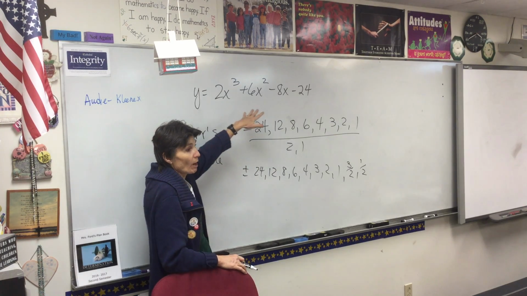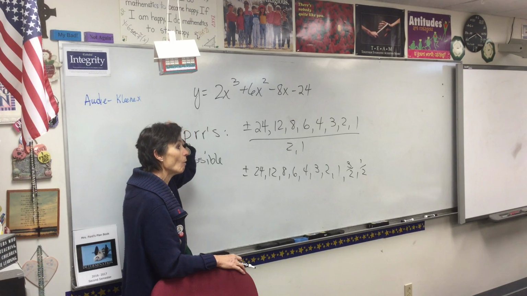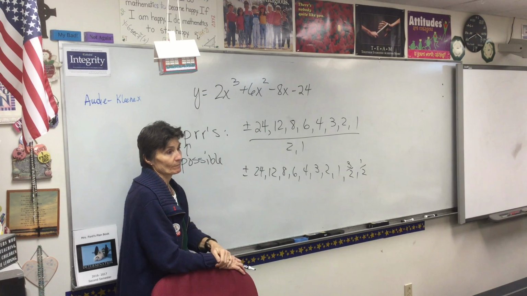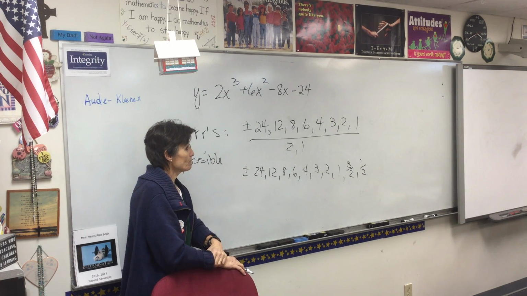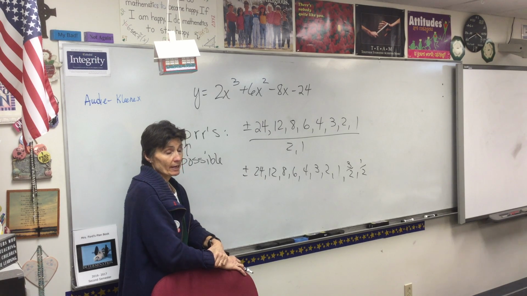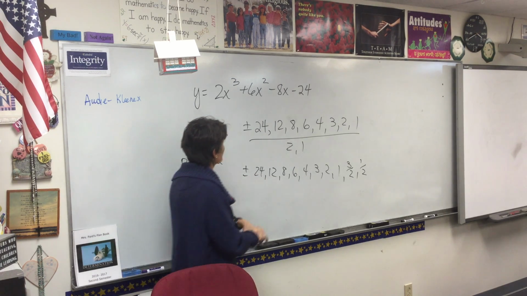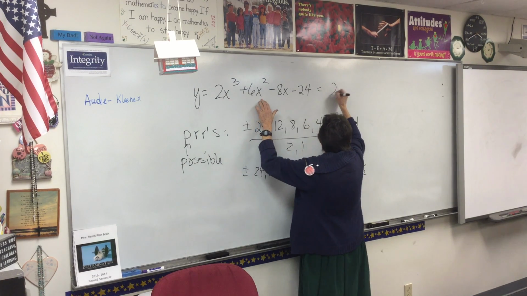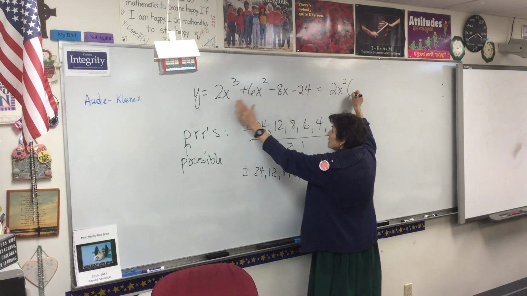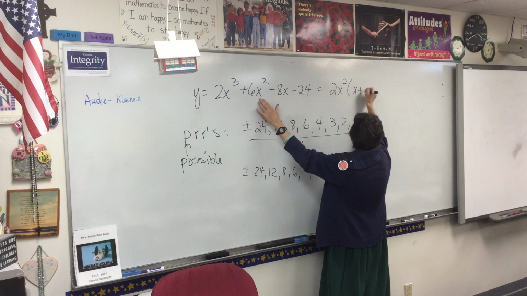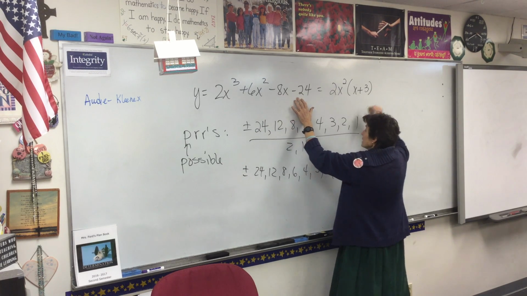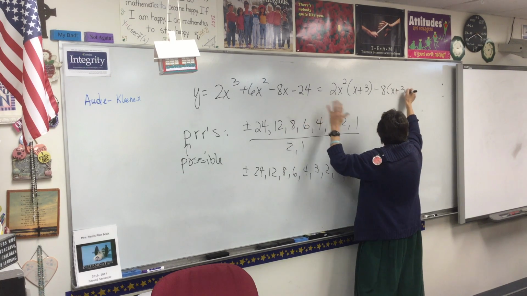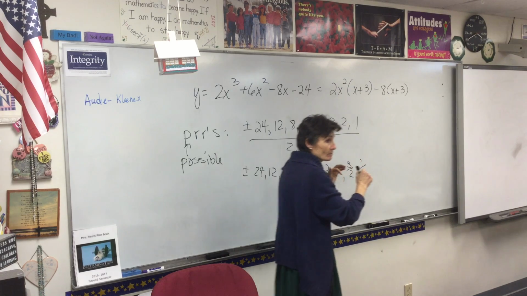Some of you are going to look at the problem, though, and say, yeah, I know I could do synthetic division, but I don't have to. Because why? It groups. So if you notice that it factors by grouping, we'll take out a 2x squared and be left with x plus 3. And then I'll take out a negative 8 and be left with x plus 3. See how that works?